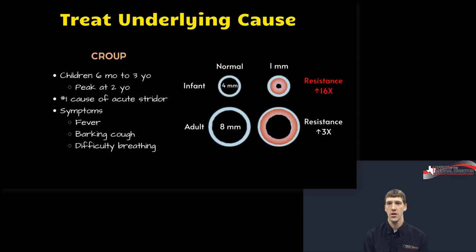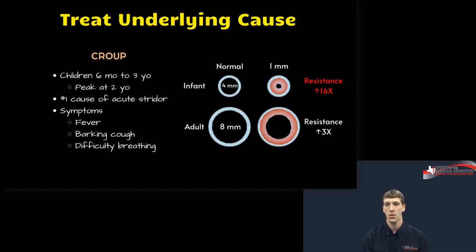Next, let's move into treating underlying causes a bit more. Our first one that we're going to look at is that first upper airway thing, and that's croup. Typically, this is going to be in your children 6 months to 3 years of age with a peak incidence at around 2 years. It's going to be your number one cause of acute stridor, particularly in the late fall to winter months. Symptoms are going to include the fever, that very characteristic barking cough, and then difficulty breathing and respiratory distress.